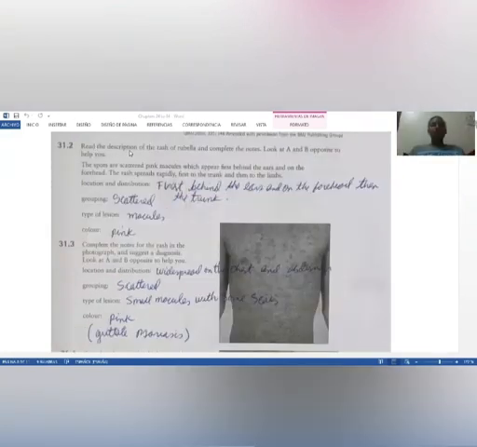Read the description of the rash of rubeola and complete the notes. Look at A and B opposite to help you. The spots are scattered pink macules which appear first behind the ears and on the forehead. The rash spreads rapidly first to the trunk and then to the limbs. Location and distribution: first behind the ears and on the forehead, then the trunk. Grouping: scattered. Type of lesion: macules. Color: pink.